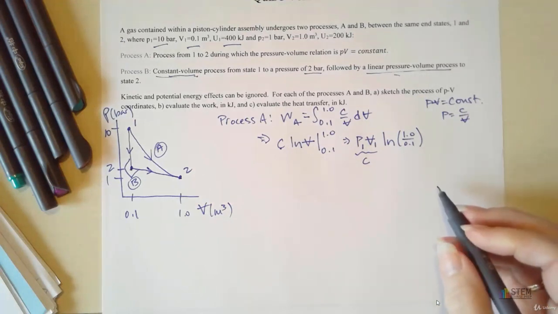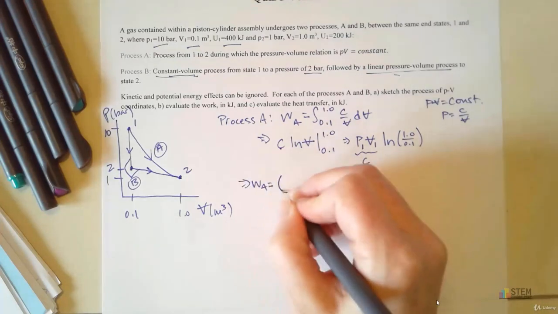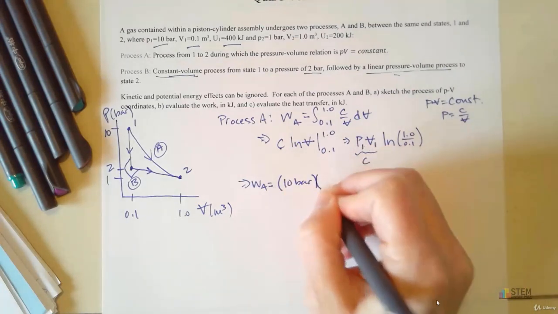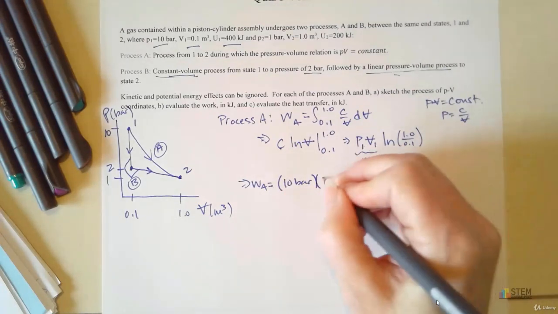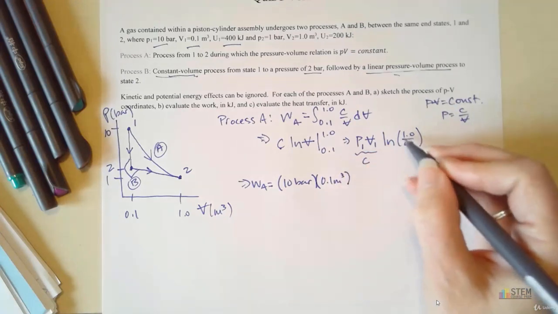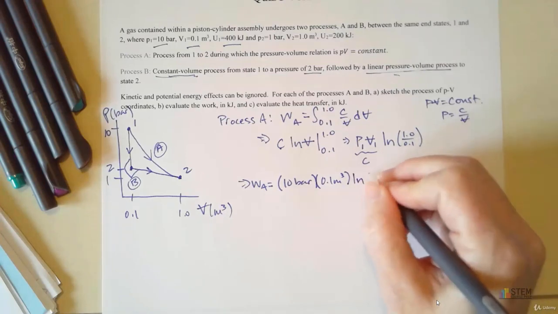So now we have this. Now let's go ahead and plug in our numbers. P1 was 10 bar. V1 was 0.1, that's cubic meters. Now we have this natural log in here. Units there go away.